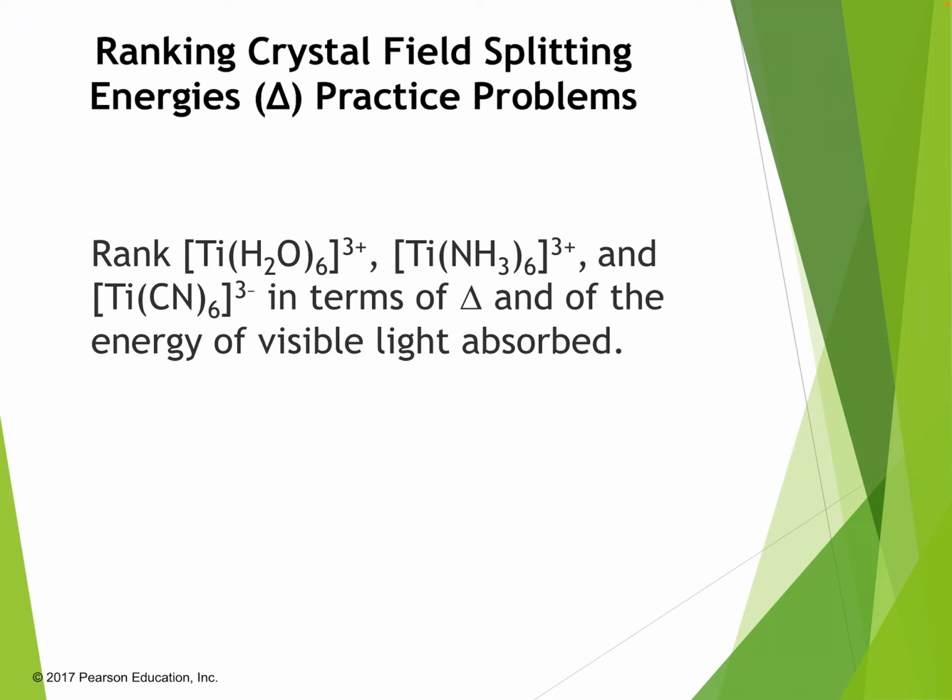Okay, let's try a problem. So this says, rank these 3 different complex ions in terms of their delta value and of the energy of visible light absorbed. Okay, I want you to try this out. Go ahead and pause here and see which one is going to split our d-orbitals the most, and then talk about how that's going to affect the energy of visible light absorbed. So go ahead, pause here, try this out. When you're done, come back and I'll give you the answers.